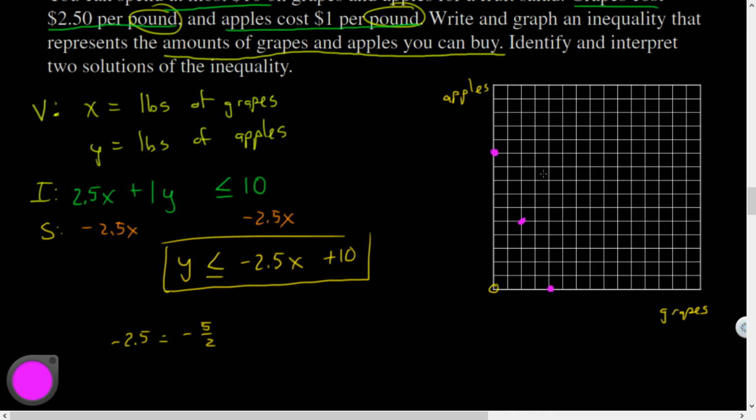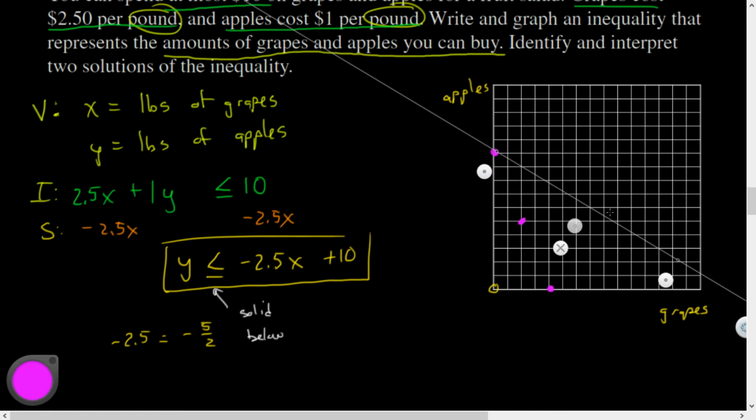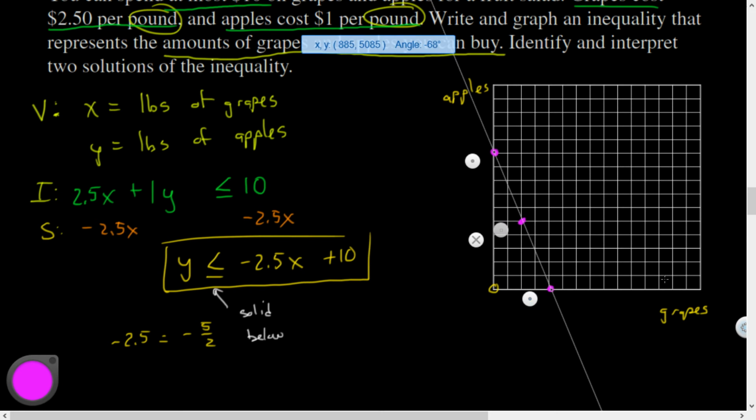Now the question is, is this going to be a solid line or a dotted line? So it's solid because of the equal part. And am I shading above or below? Below because of less than. All right, so let's draw this line. I think we did a graph kind of like this yesterday. And this time, we'll have even more possible solutions.